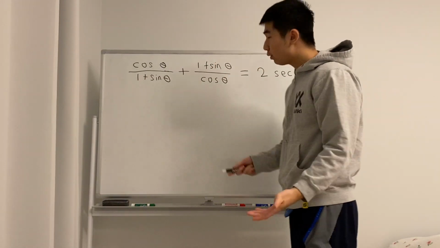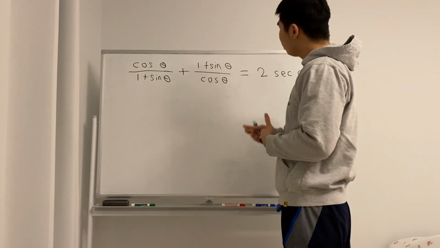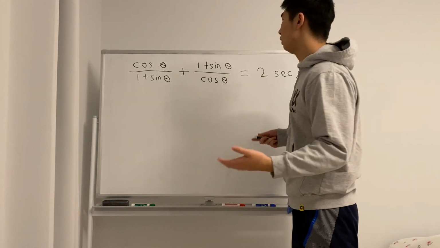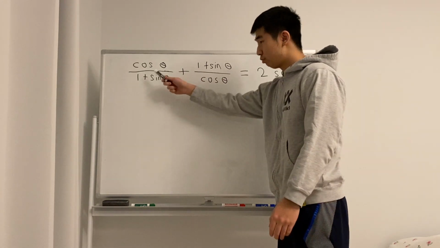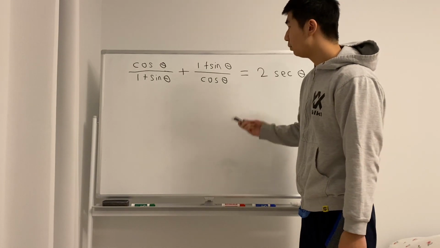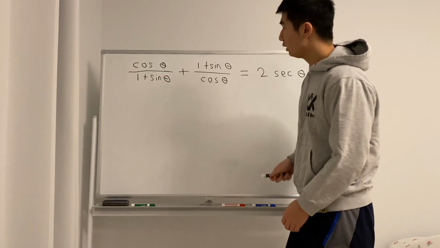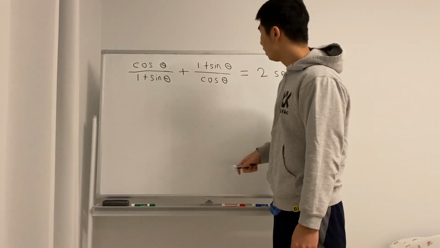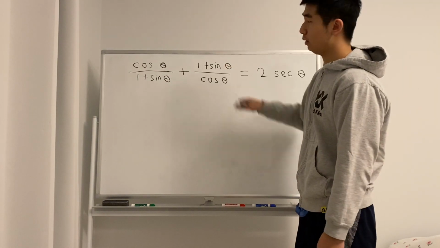When I was proving the identity, I noticed in this step I couldn't really use a fundamental identity. It doesn't make sense to use any identity. So what does make sense is to add these two expressions by obtaining a common denominator. So in this case, the common denominator would be 1 plus sine theta times cos theta, right? So if we're multiplying this by cos theta, we have to multiply the numerator by cos theta. And if we're multiplying this by 1 plus sine theta, we have to multiply this by 1 plus sine theta.